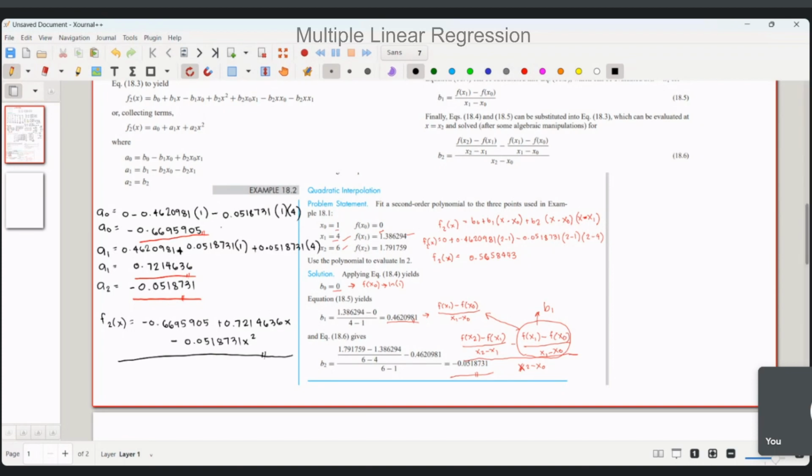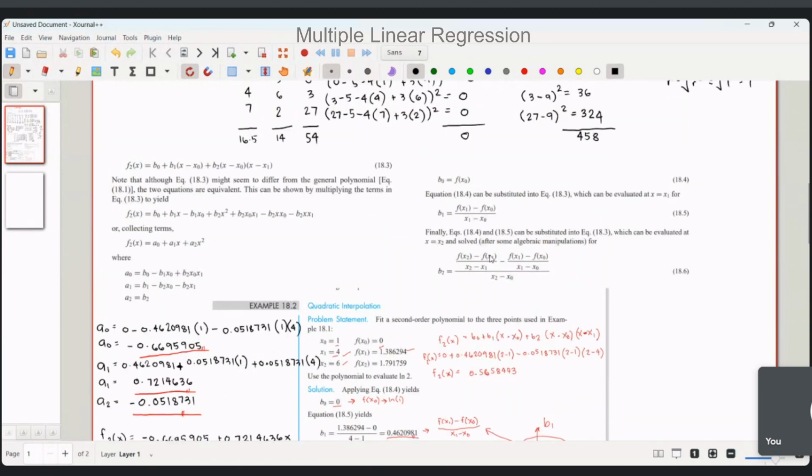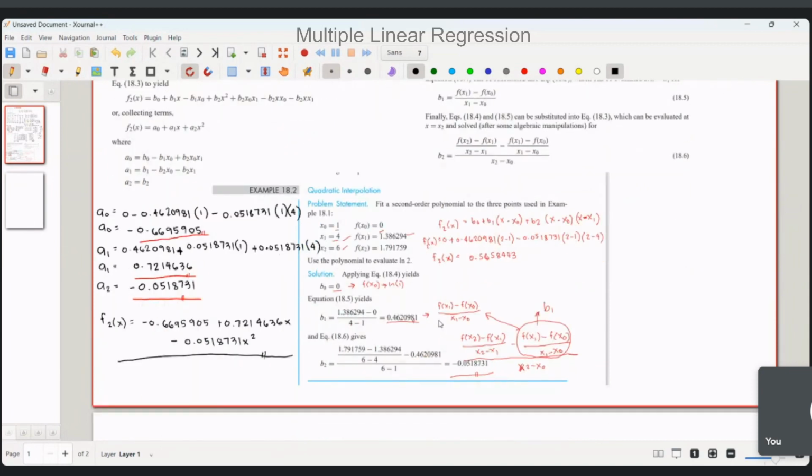Ni siya atong equation in terms of collecting terms. In terms of our evaluation of algebraic manipulation, makuha ni siya atong f2 of x, using this b0, b1, b2. Okay. So that's for the quadratic interpolation.